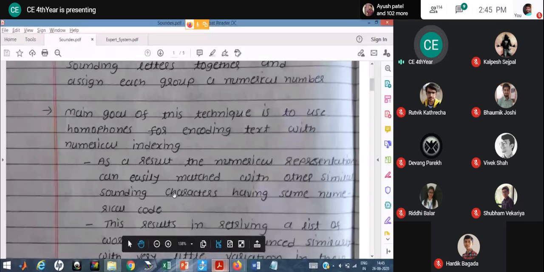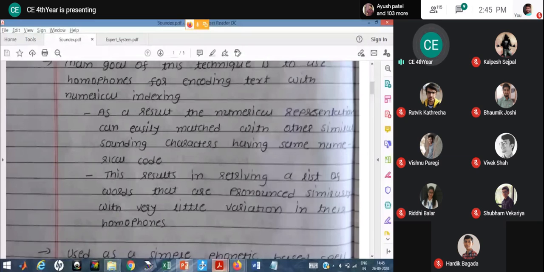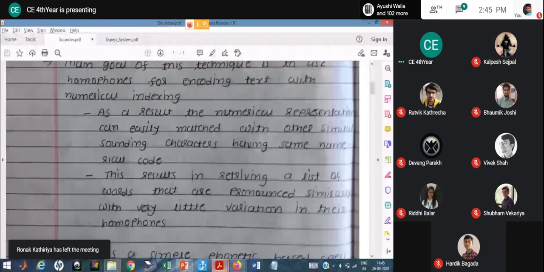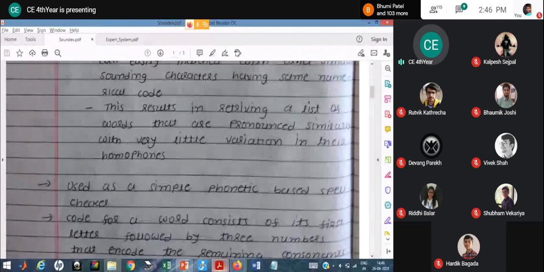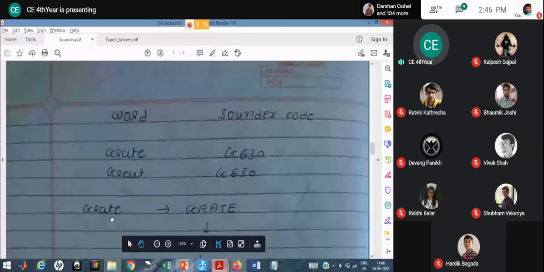So that's why this results in retrieving a list of words that are pronounced similarly, with very little variation among their homophones. With the help of this, we can retrieve a list of words that are pronounced similarly with very little variation in their homophones. Right? So how am I getting this G630? Based on the algorithm, I will explain.